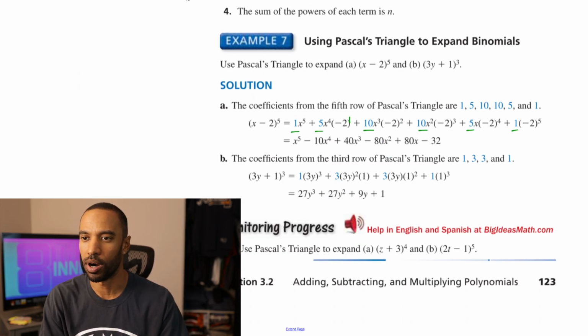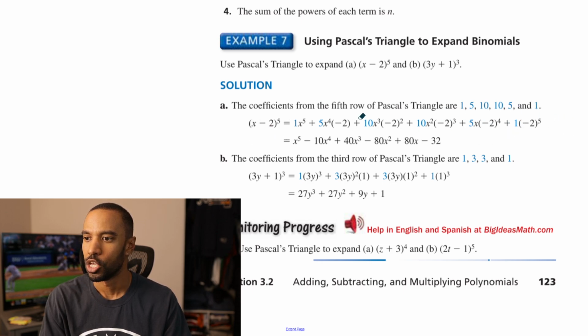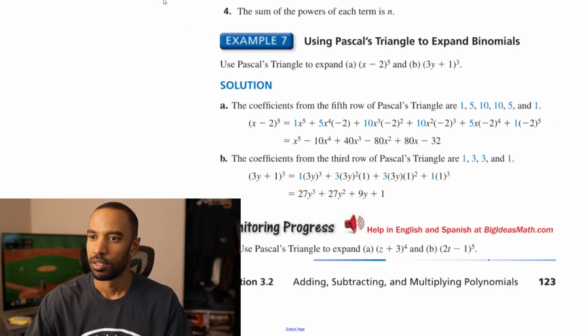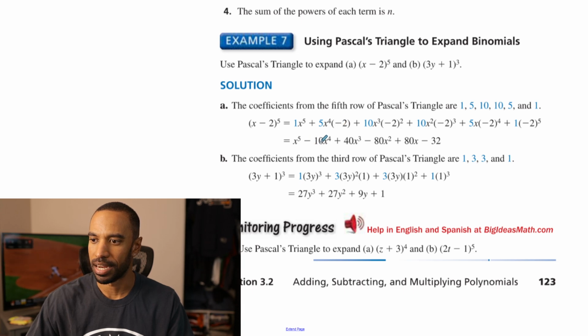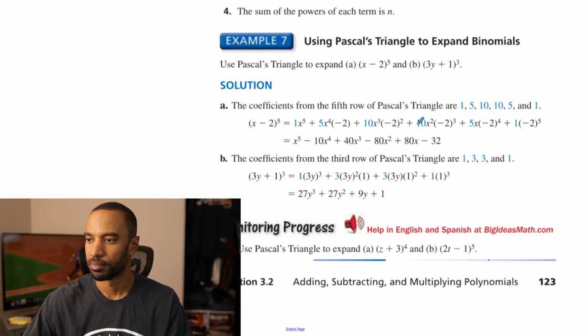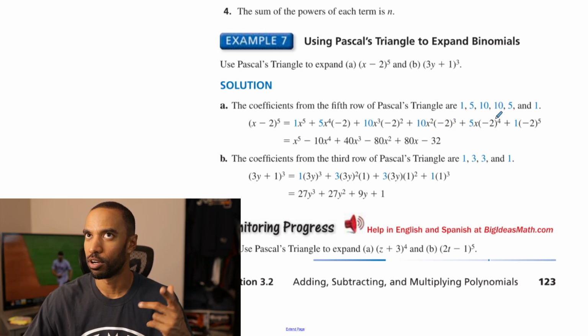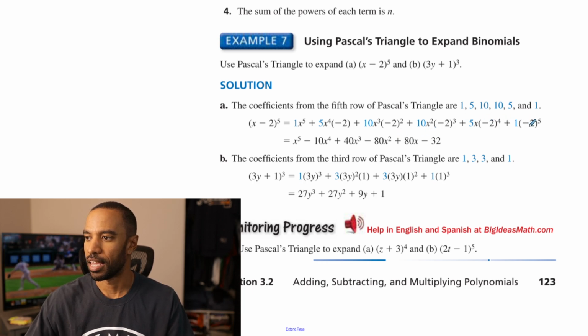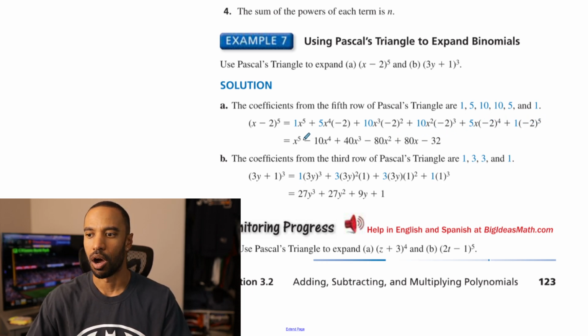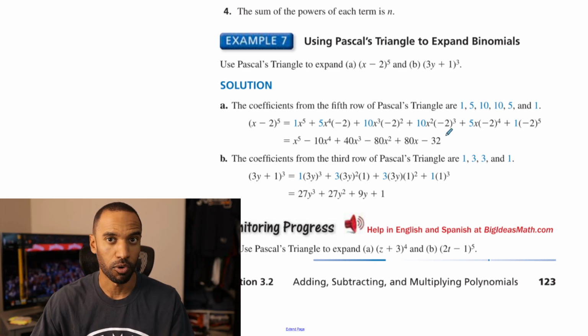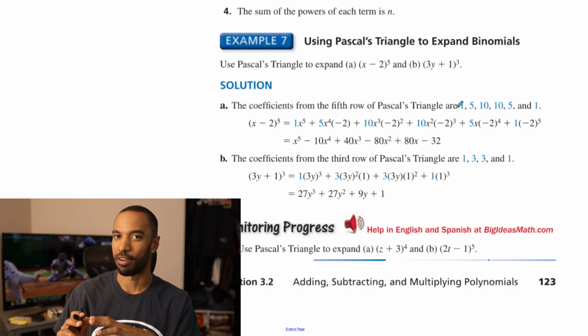And now you got to start doing work, right? You're not done. You have to do 5 times negative 2 to get negative 10. 10 times negative 2 squared is 40. 10 times negative 2 cubed is negative 80. 5 times negative 2 to the 4th, 5 times 16, is positive 80. And then negative 2 to the 5th is negative 32. All of these with the x's involved, all of them in standard form. That's your final answer.